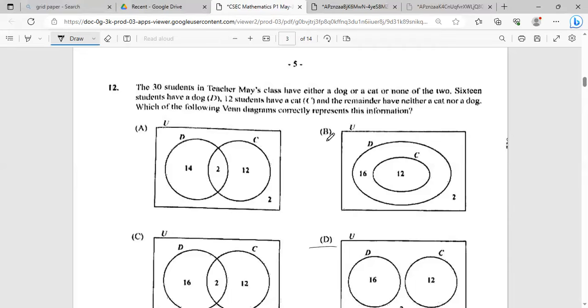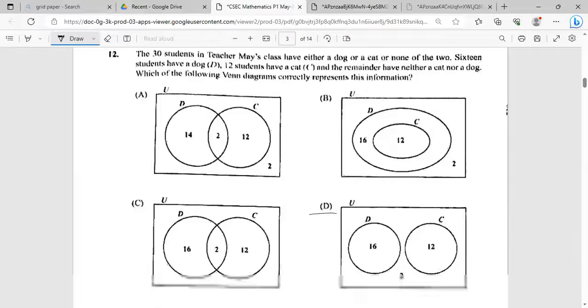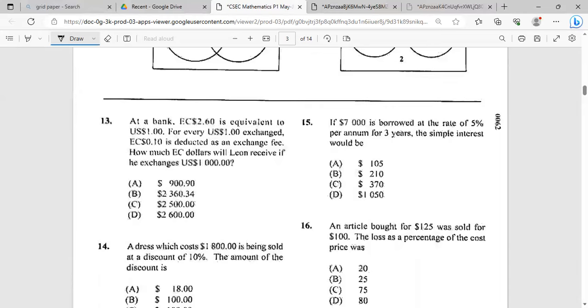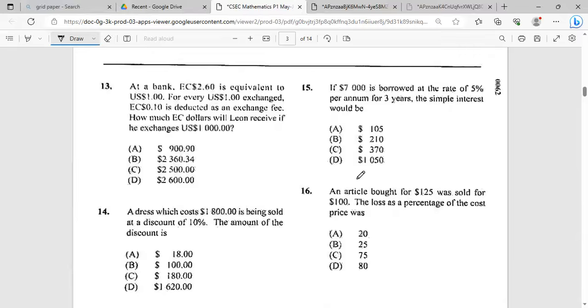Previously, it was structured differently, so it would have been this one. But as I say, CSEC planned for us this year. I notice I use the word us because we're all in this thing together.